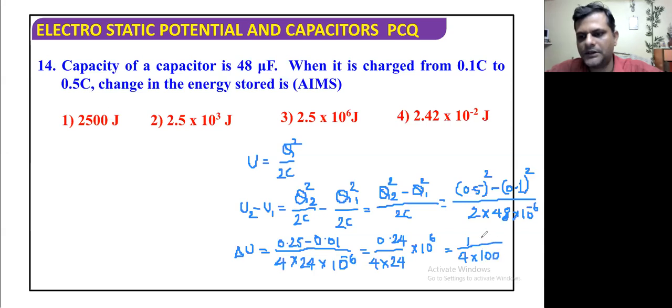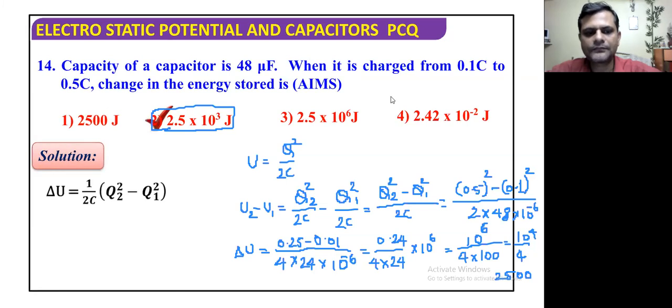And here it will be 10 raised to 6 kept as it is, which can also be written as 10 raised to 2 into 10 raised to 4, which makes it 10 raised to 4 upon 4, which can also be written as 100 into 100 upon 4, so that 100 can be cancelled with 4, leaving behind 25. So it will actually be 2500 as a final answer. So 2500 joules, matlab 2.5 into 10 raised to 3 joule, which is there in option number 2 here, which should be the correct one. Let us check. Yes.